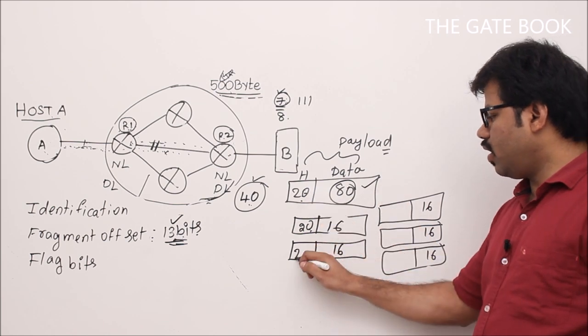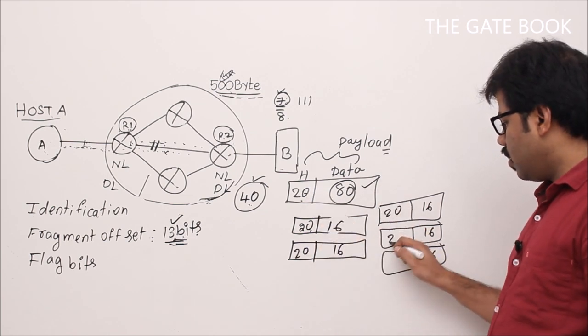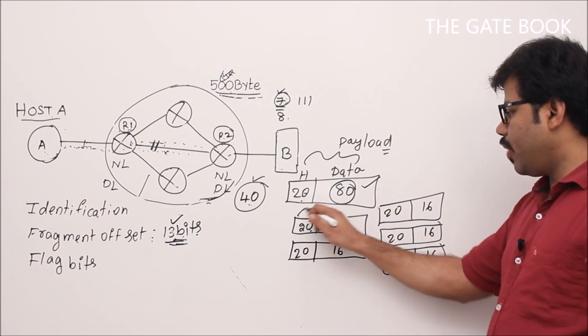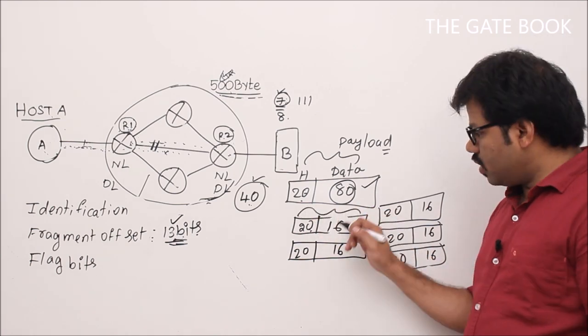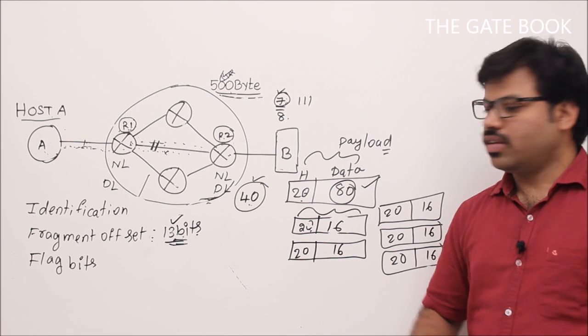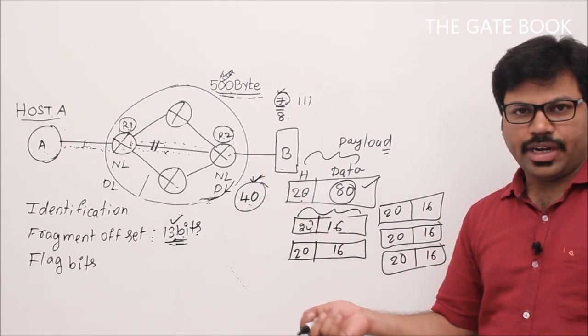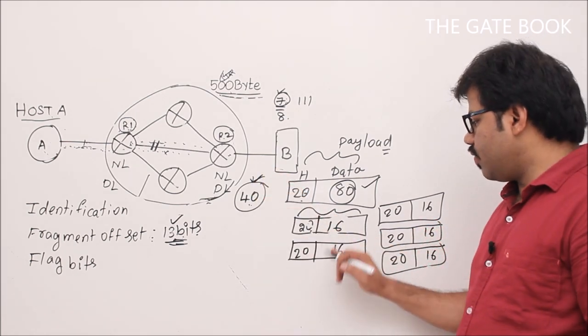This 20 is nothing but the network header. Now see, this is going to be the payload for the data link layer. How much? 16 plus 20, 36. What did it say? 40. Yes, pretty cool, correct? So finally, this is fragmentation.